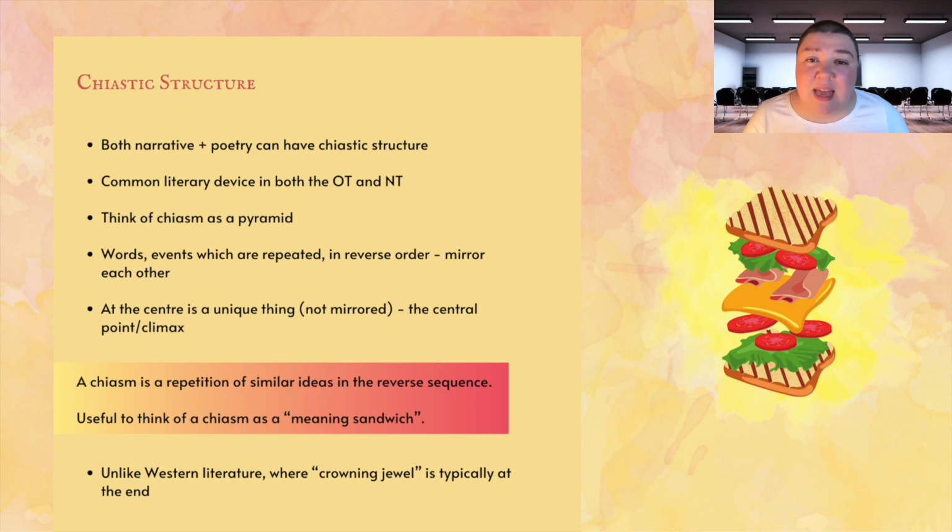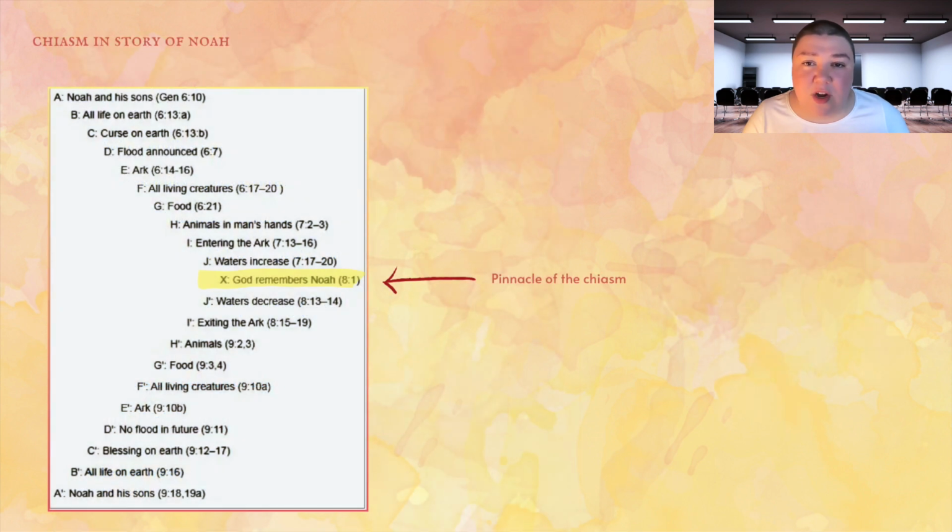The middle of the chiasm is where we find the heart of the story or the thought. Let's have a look at an example of a narrative chiasm. Here is the chiastic structure of the story of Noah and the flood.